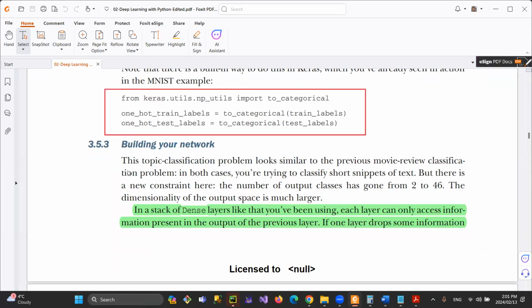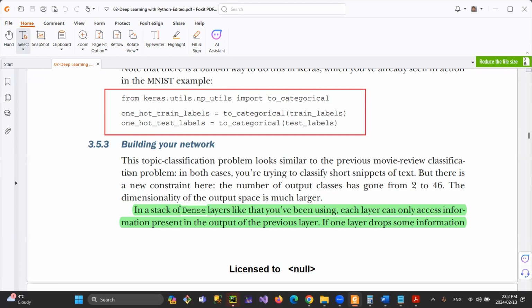Building your network, it says that in a stack of dense layers like that you have been using, each layer can only access information present in the output of the previous layer. So what does it mean? It means that if the first input layer contains 10,000, like the dictionary size, the next one we say is 512. Both of them are fixed. This hidden layer, 512, accesses the previous layer, which is 10,000. Question, what is the last layer's dimension? How many possibilities do we have? 46.